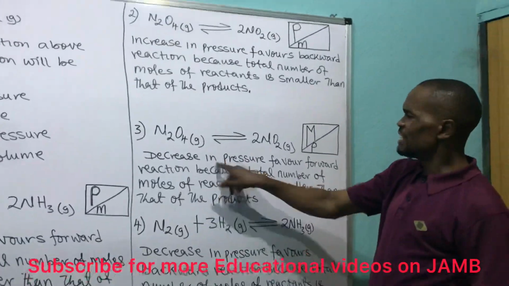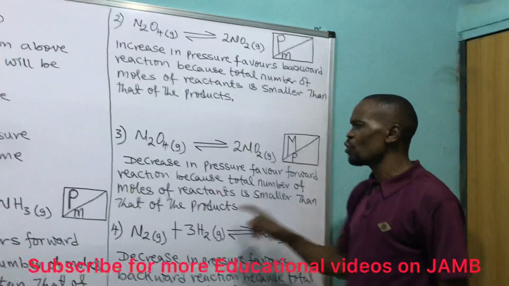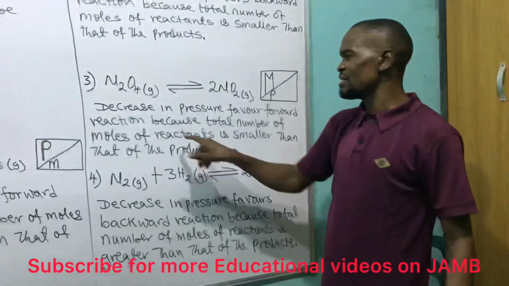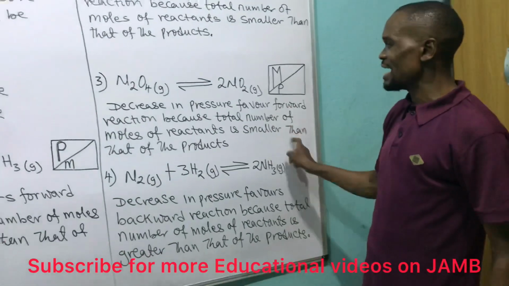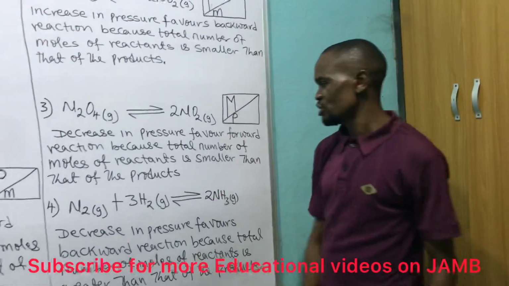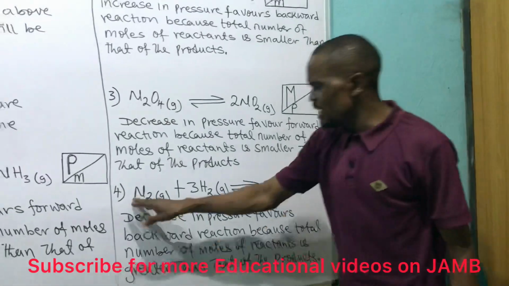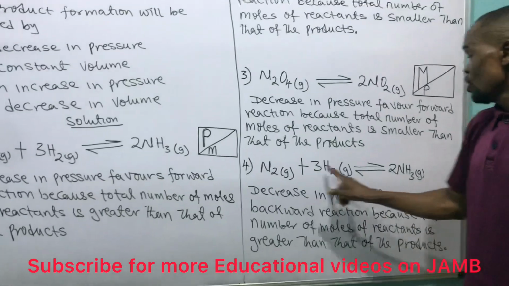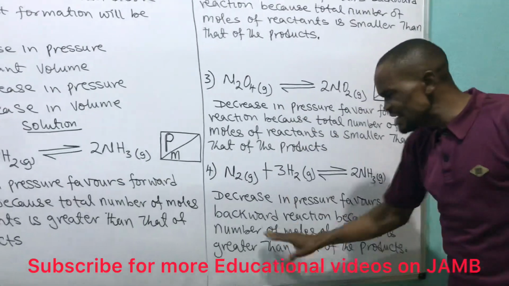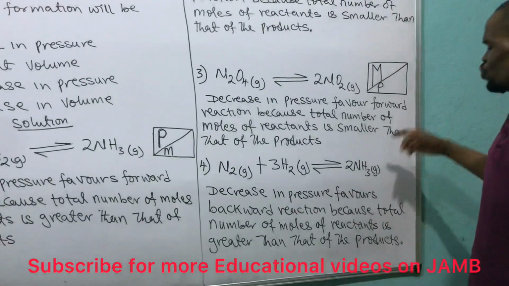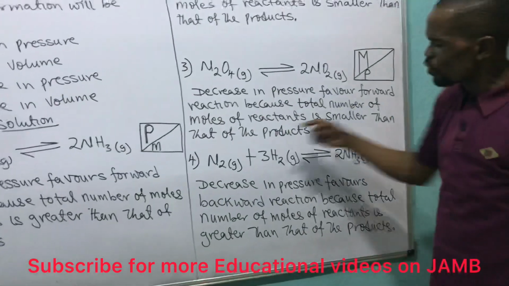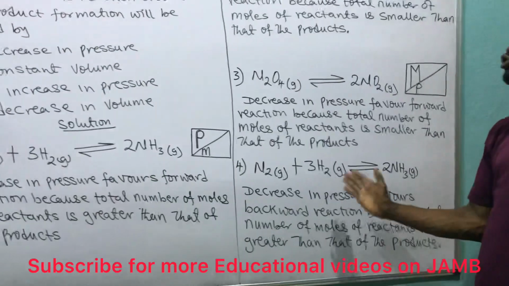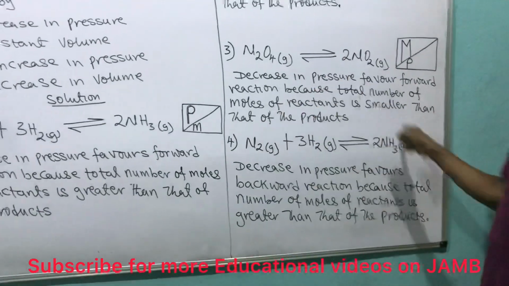You say a decrease in pressure favors the forward reaction because the total number of moles of the reactant is smaller than that of the product. Then you will not come back again to here. The number of moles here is 1 plus 4, and here is 2. Then if I decrease the pressure, what is going to happen? It will also favor the backward reaction, because this side is higher than this side, which is supposed to be, if I increase the pressure, it will favor it like this.